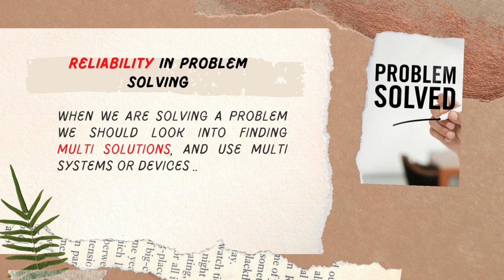So the final conclusion is about reliability in problem solving. When we are solving a problem, we should look into finding multiple solutions and use multiple systems or devices. This is the reliable action of a problem solver.